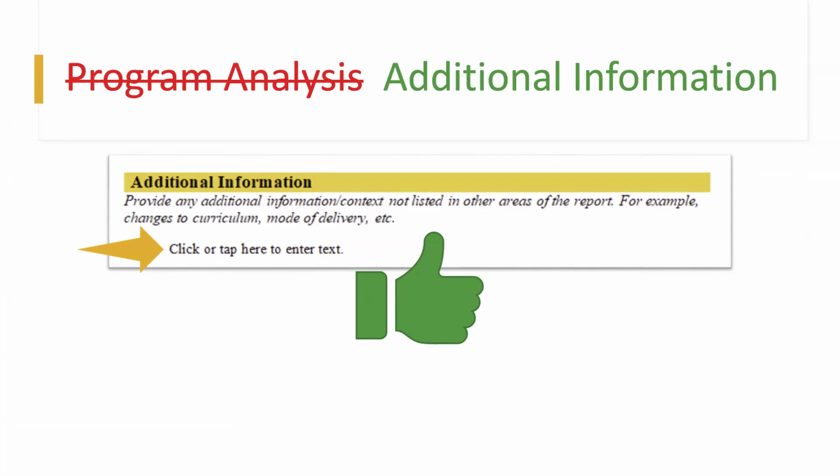What you put here is anything that's applicable to your program, that's important for context, that didn't fit anywhere else in the Weave report. For example, sometimes programs change modality or have really big curriculum changes, but there's not really a place to mention that. But it is relevant because the future Weave reports are going to look different. You can put that information here. Also, this section is 100% optional this year. So if you don't have anything to put here, you can just put NA and leave it blank.